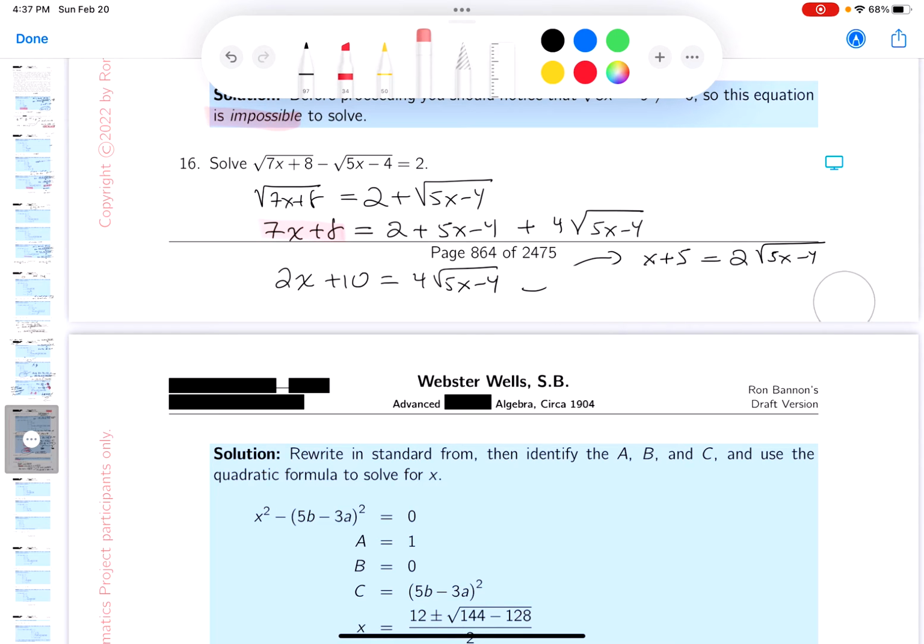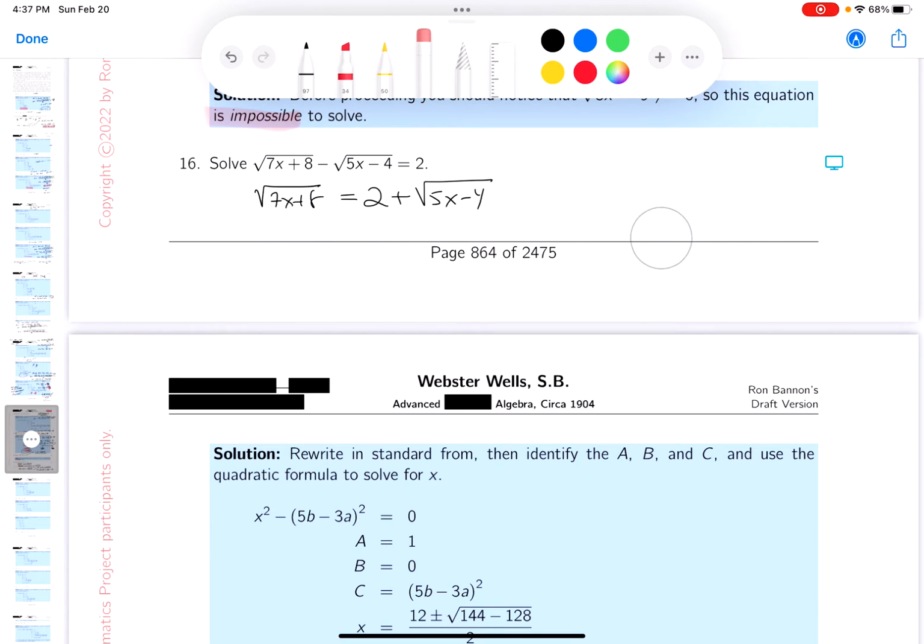And I want to point out, when you get to a point in the problem and you're being spooked by what you're seeing, go back over your work. All right, and I did make a mistake, and I want to correct it. So it's going to be 7x plus 8. This is going to be 4 plus 5x minus 4 plus, let's see, you're going to get 4 root 5x minus 4.